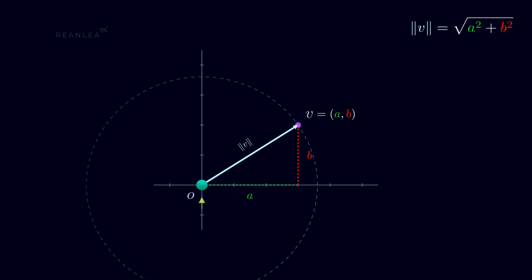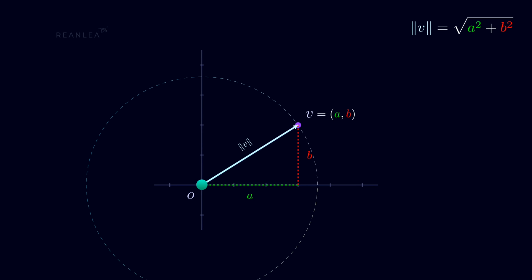And that's why, if we apply the force along the y-axis, then we'll have no such displacement along the x-axis, but we'll have norm v amount of displacement vertically. Therefore, its coordinate will be (0, norm v).